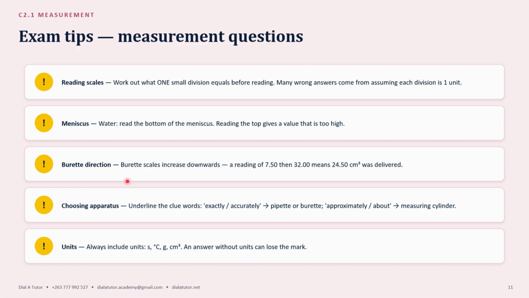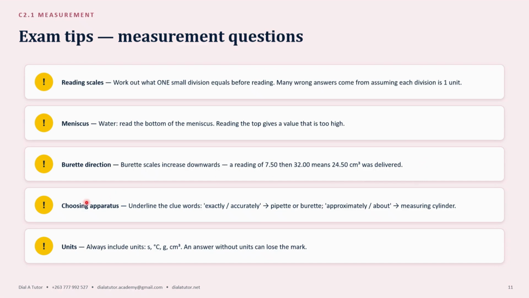Burette direction. Burette scales increase downwards. A reading of 7.5, then 32, means that 24.5 was delivered. So you also have to be careful there on the burette. The reading measures downwards from 0 to something units, or maybe from 4 cubic centimeters to 11 cubic centimeters downwards.